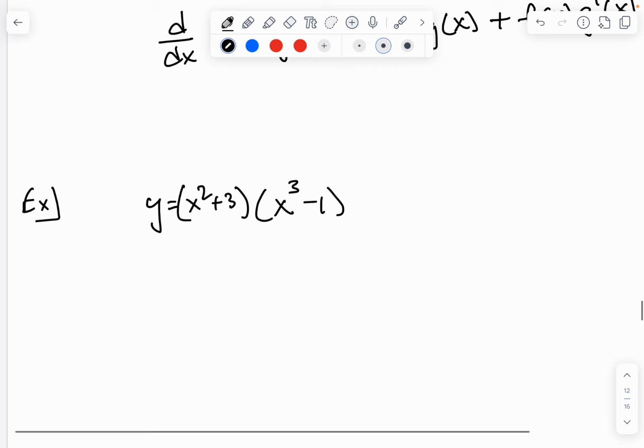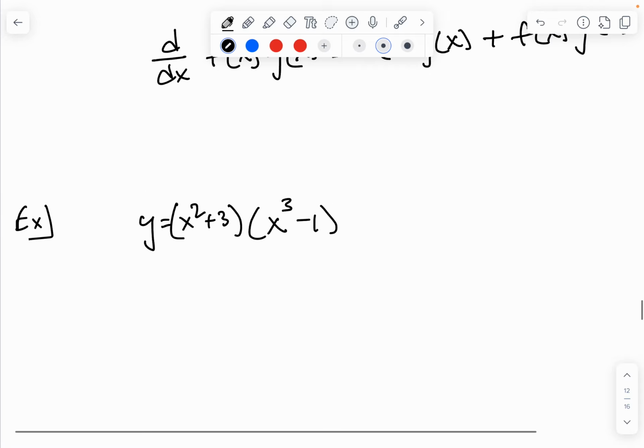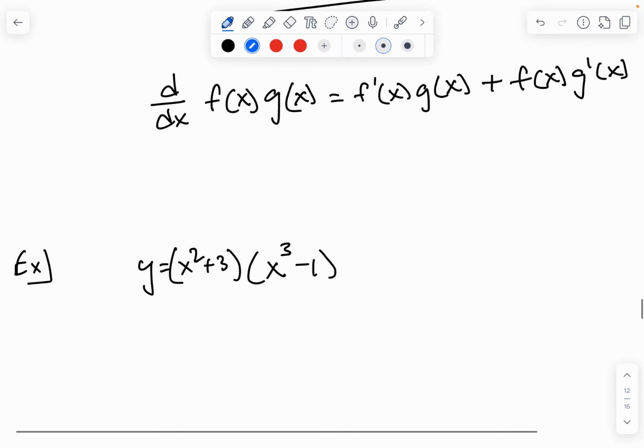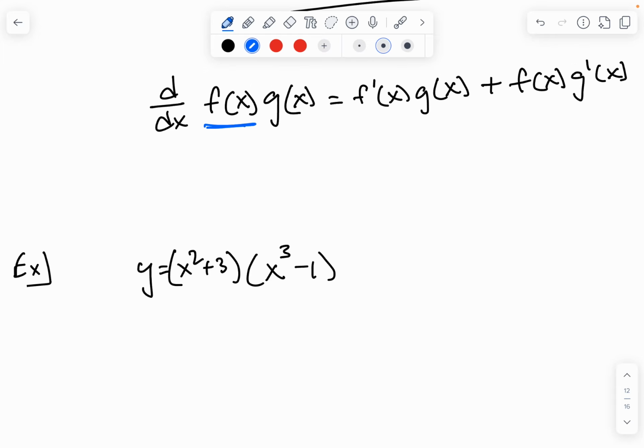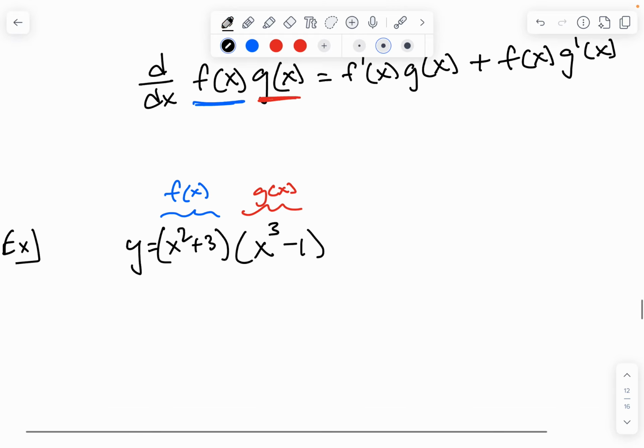We have y is equal to x squared plus 3 times x cubed minus 1. So let's write this. We're going to highlight f of x as blue and g of x as red. So we have this as our f of x, and we have this as g of x. So let's write it out.